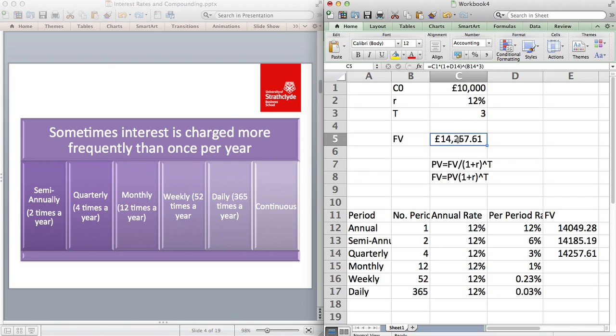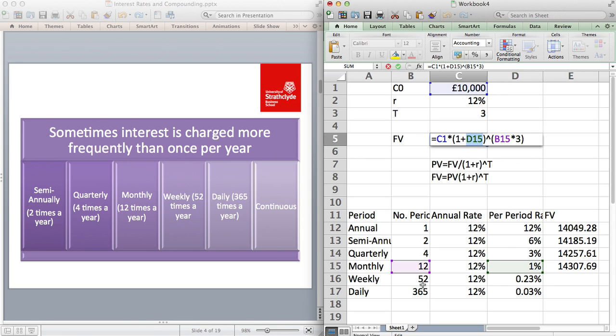Now we'll do the 12 times. It's the exact same process. 10,000 times 1 plus, what's the monthly rate? The monthly rate is 1%. How many periods are there? There are 12. 12 periods per year, 3 years. That comes out to be 14,307.69. Weekly.